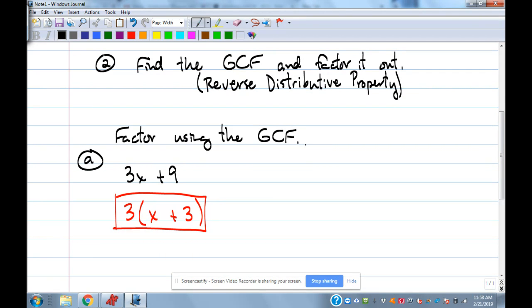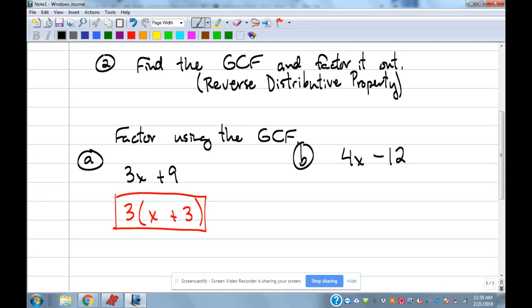Okay. Let's try another one. 4x minus 12. Also very simple one, but it gets us started thinking about greatest common factors. Is that one in descending order? Yeah, you got the x part in the front and the plain number in the back. So that's in the right order. And the next thing we want to do is look to see, okay, what numbers go into 4 that also go into 12? 4 goes into itself. It also goes into 12.